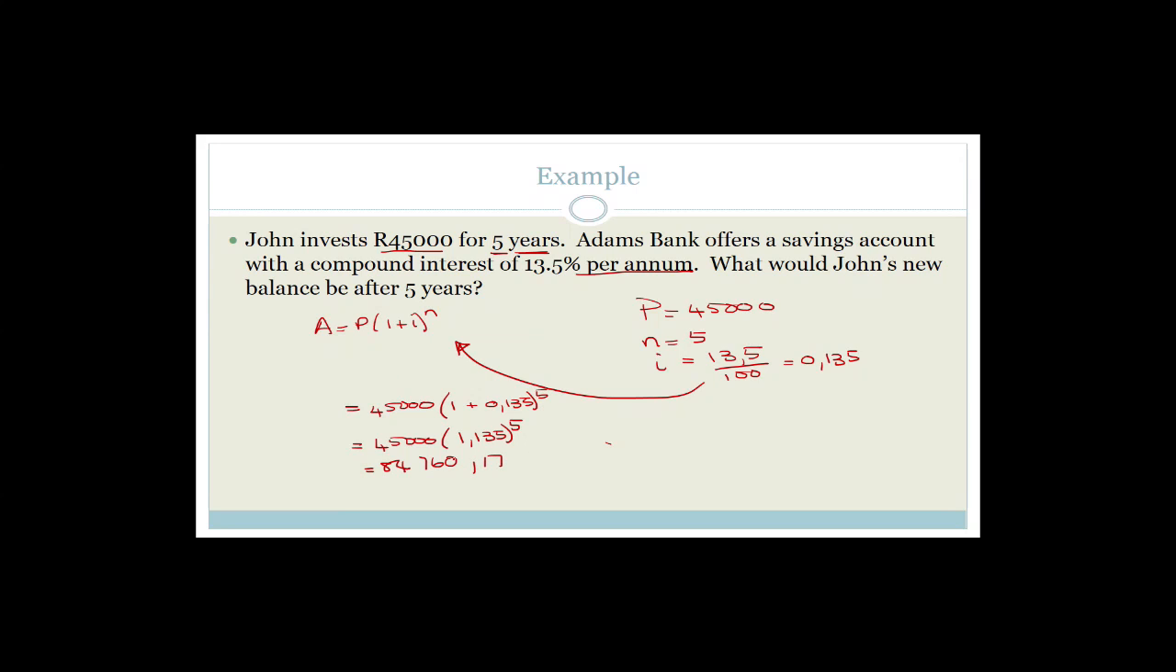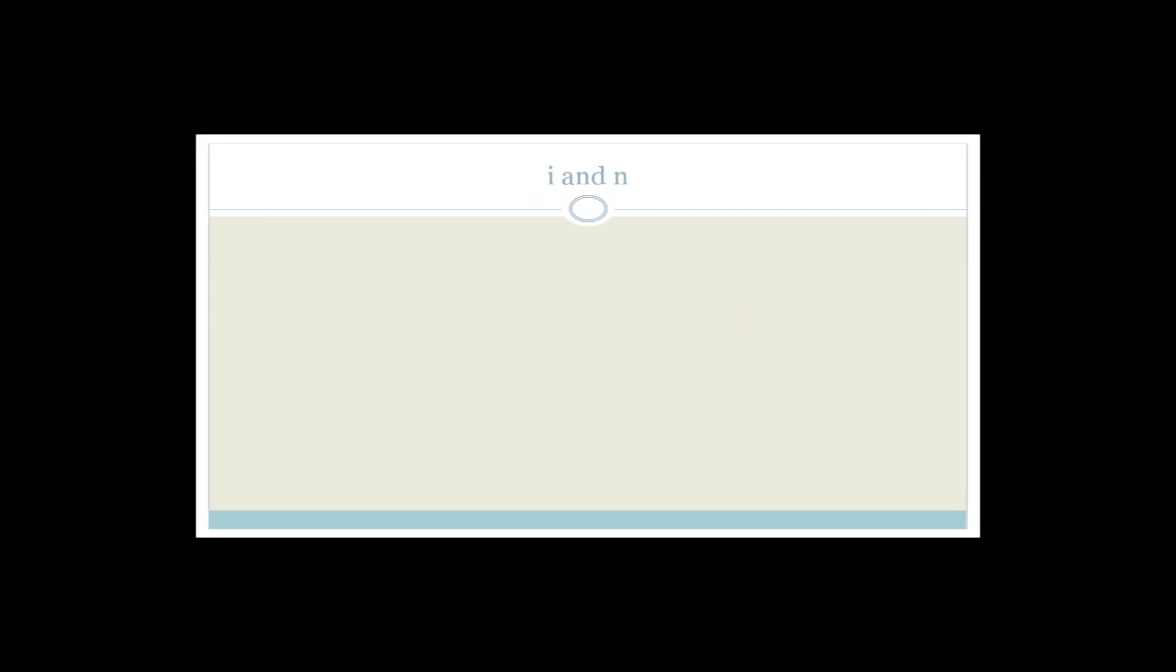Do you understand the difference now between compound interest and simple interest? Right, now let's talk about i and n because they're related. So far we've been compounding things per year, or even just adding the interest per year. So therefore your n was always just in years and the interest was just the normal rate.